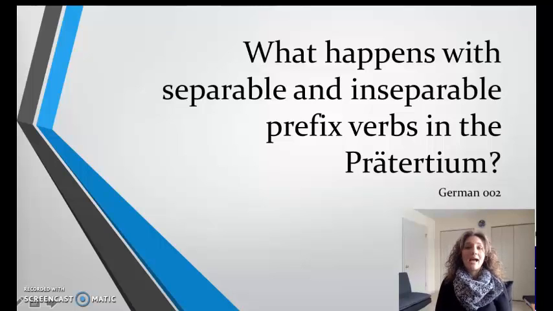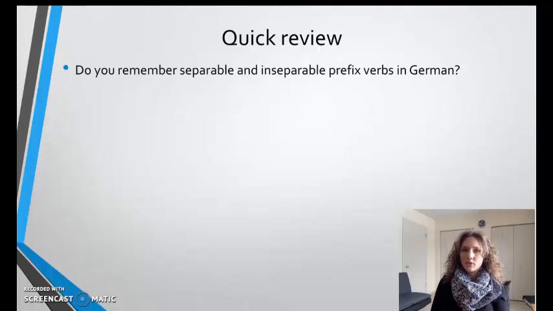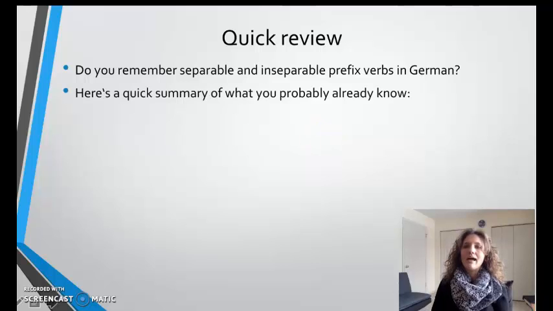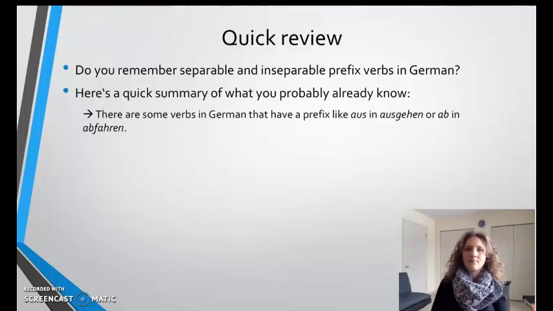In this German 2 tutorial, I just want to show you really quick what happens with separable and inseparable prefix verbs in the Präteritum. I want to start with a quick review, and I hope that most of you remember separable and inseparable prefix verbs in German, right? This would have been treated in German 1. I assume that you already know it, but if not, or just as a quick reminder, I'm going to give you a quick summary of what that was like.